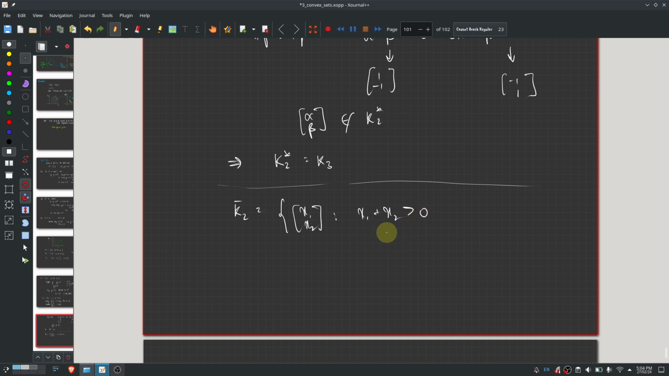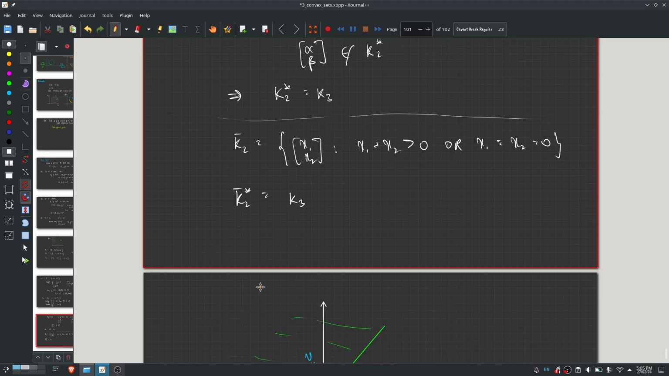Will this be a cone? Are you sure? Does it contain the 0 vector? It doesn't, right? So it should definitely contain the 0 vector. So is there a way of making this a cone? Just take the union with x1 equal to x2 equal to 0. Okay, so this forms a cone. It's not a closed cone, but it's a cone. So let's see what K2 bar star equals. My claim is that this is also equal to K3.